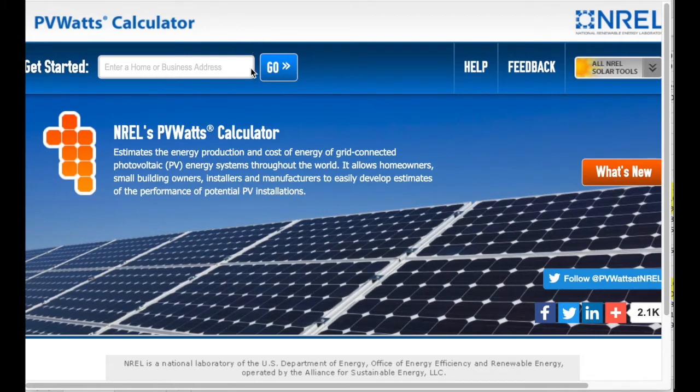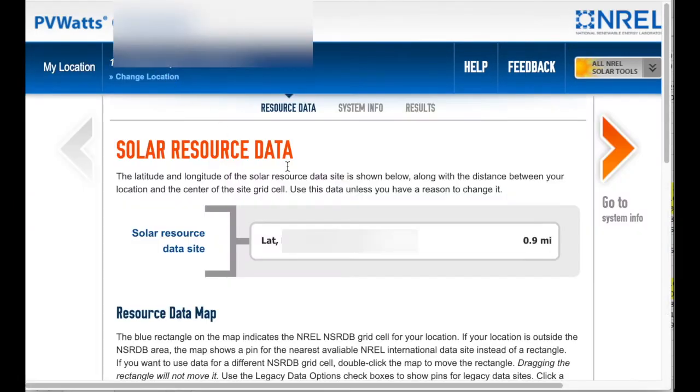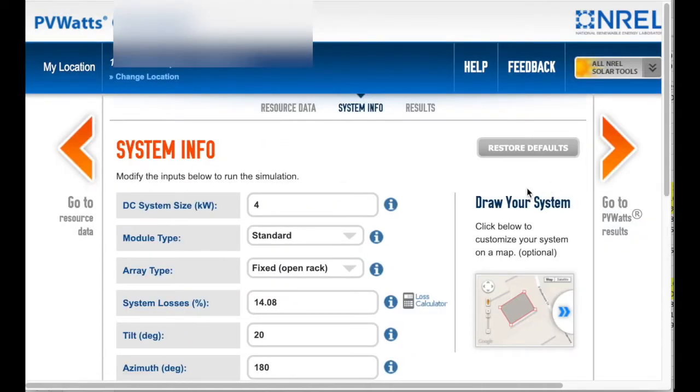This site does more of the work for you than the current results site. You simply enter in your address, and it finds a site near you, in this case 0.9 miles away, that it's going to pull solar statistics from. And then you click to the next page. And here you enter information on your solar array.